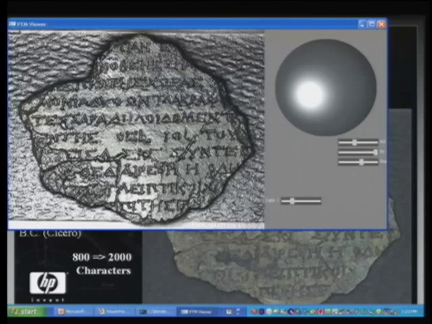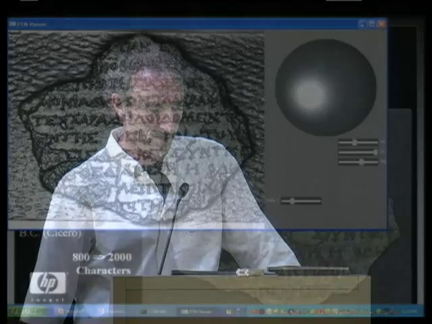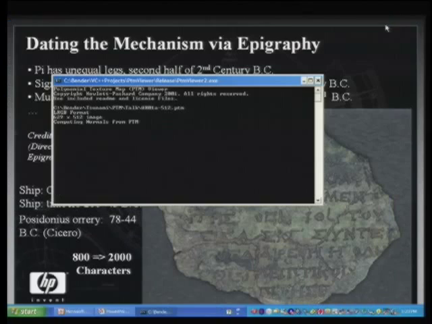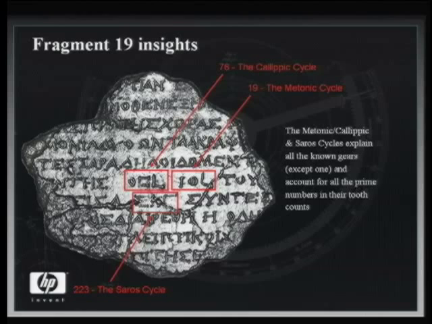You can also date it from the writing itself. If you'll notice that this sigma here, the top and bottom bars are somewhat splayed out. That's indicative of the second century BC writing style. As is the fact that on this pi down here, this leg of the pi is slightly shorter than this leg of the pi. That's again indicative of second century BC writing. So this one little fragment that's about an inch across is quite helpful in dating the device.